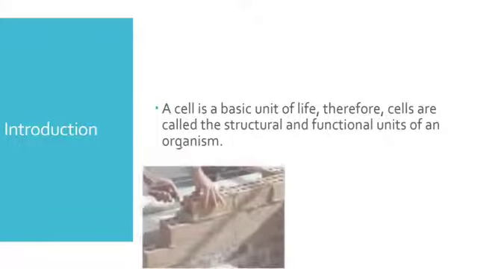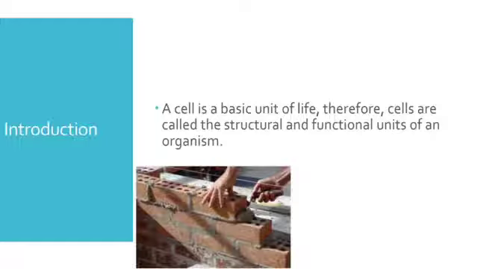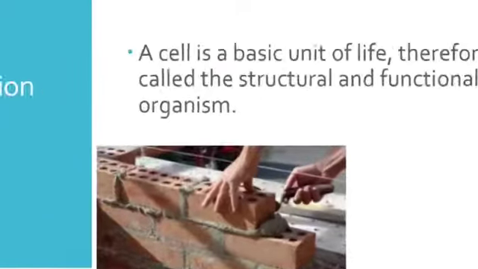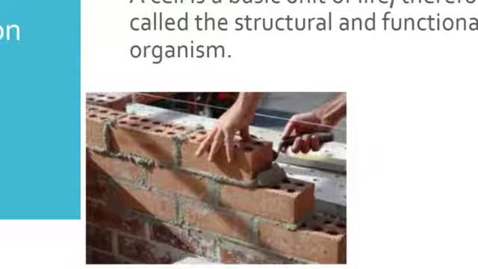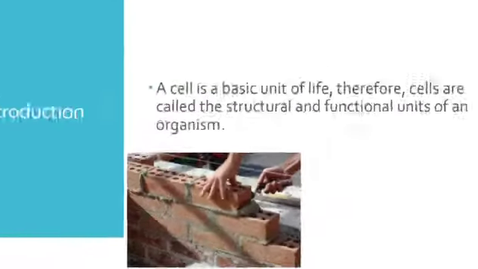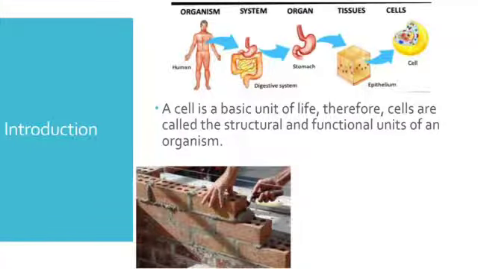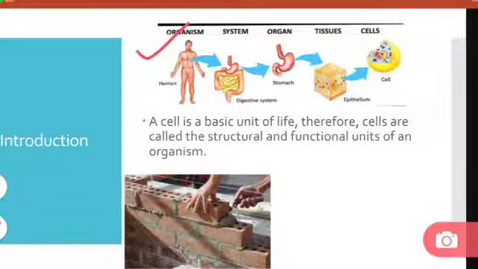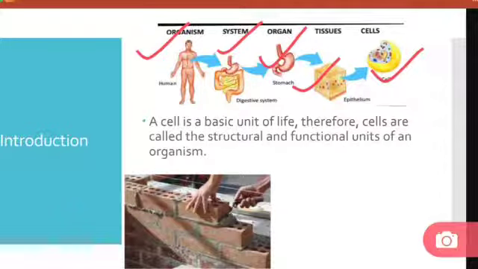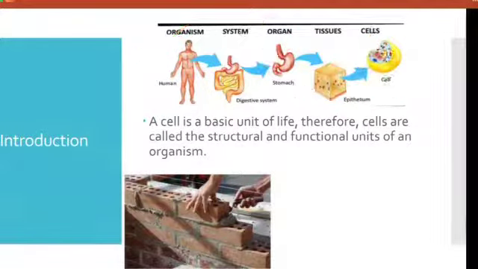What does it mean? If we take an example, a wall is made up of bricks. If you can see, a wall is constructed and is made up of bricks. Likewise, human beings are also made up of cells. You can see an organism is present. An organism contains systems. Different types of systems it has inside the body. Different types of systems contain organs. Organs are made up of tissues and tissues are made up of cells. So, the cell is the unit of life. All the living organisms are made up of cells.